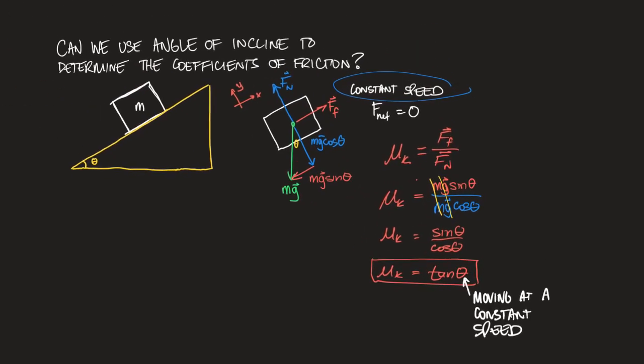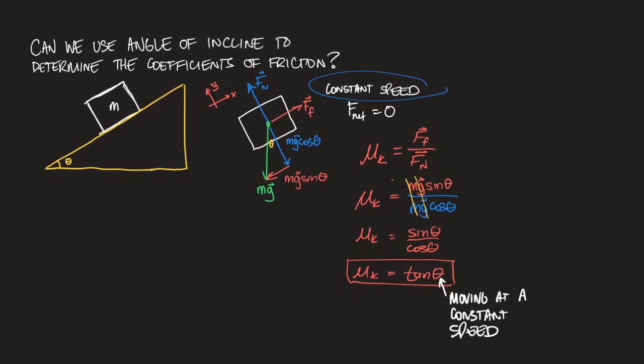Okay? So if we have a simple setup of an object sitting on an inclined surface, and we're able to play with that angle, if we find the angle at which the object will move down the ramp at a constant speed by itself, just due to gravity, all we need to do is take the tan of that angle in degrees. We'll use degrees in this course, and that gives us our coefficient of kinetic friction.